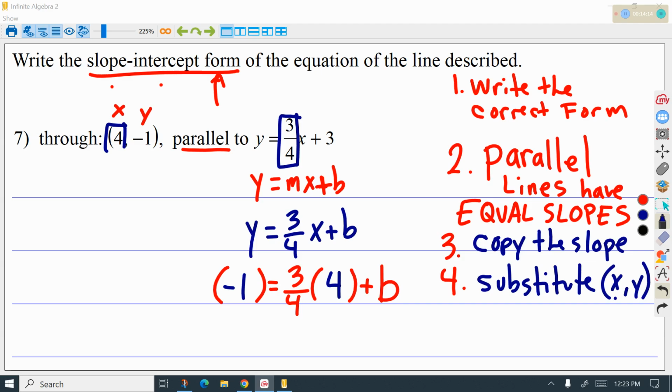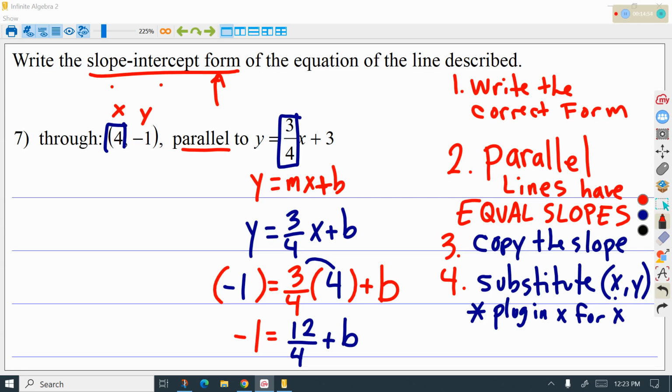Alright? If you get real trouble, you might want to add that into this step, right? Plug in x for x, okay? And plug in y for y and so on, okay? You understand? That little step is really important that you get that right. Okay, we did this in class where we simplified it. So I would say when you do a number times a fraction, that means to do the number times the numerator, the number on top. So we do 4 times 3, that makes 12. So we get 12 over 4 plus b, okay? And since negative 1 is in the parentheses and there's nothing else, I can just get rid of the parentheses now. And so we have negative 1 right there.